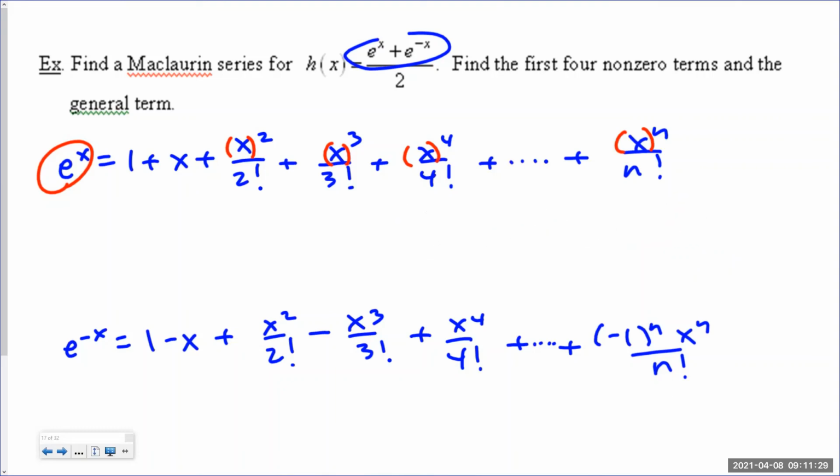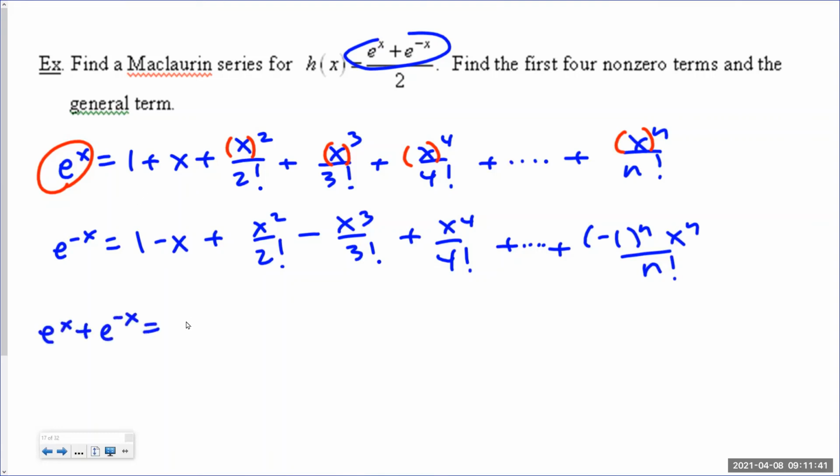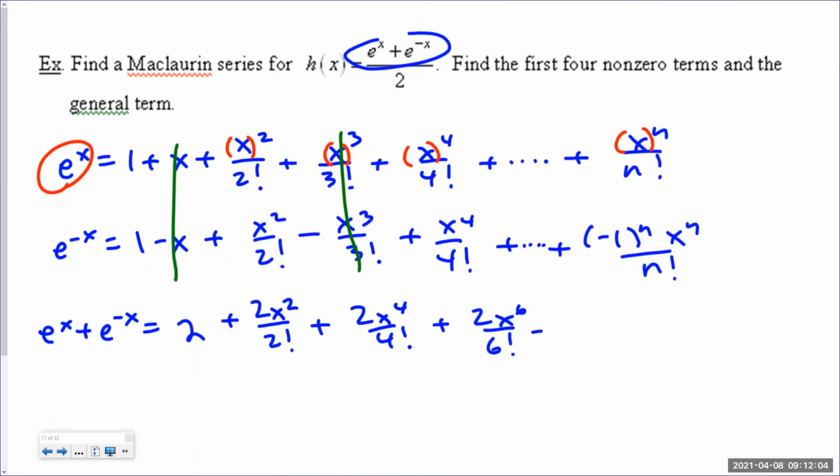Okay, so I'm going to add these things together and divide by 2. So guys, add these together. What's going to happen? Do you see what happens when you add these together? Yeah, you're going to get e to the x plus e to the negative x is equal to 2. And then the odd terms are going to wipe out. Like these terms are going to wipe out. These terms are going to wipe out. So this will be 2 plus 2x squared over 2 factorial plus 2x to the 4 over 4 factorial plus, and I can imagine what's going to happen here because I can see the pattern here. This would be 2x to the 6 over 6 factorial dot dot dot.